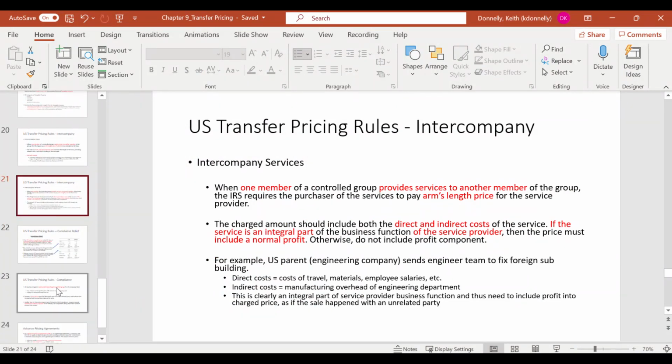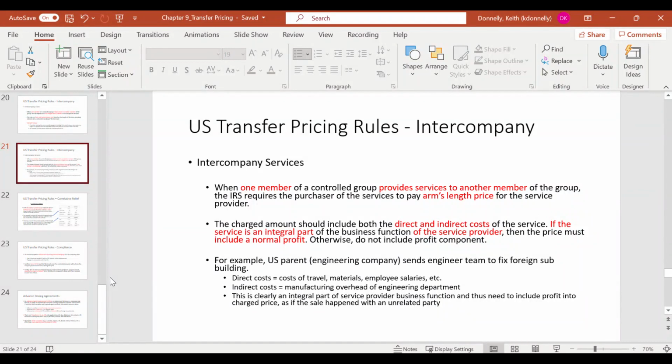Next, intercompany services, right? How do we figure out the prices here? If A is going to provide services to B, what do we charge them? So as I have here, when one member of a controlled group provides services to another member, the IRS requires the purchaser of the services to pay an arm's length price to the service provider. The charged amount should include both the direct and indirect costs, and if the service is an integral part of the business function of the service provider, the price must include a normal profit. Otherwise, you don't have to include a profit component.